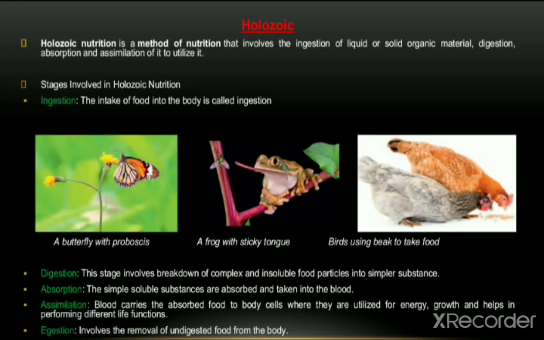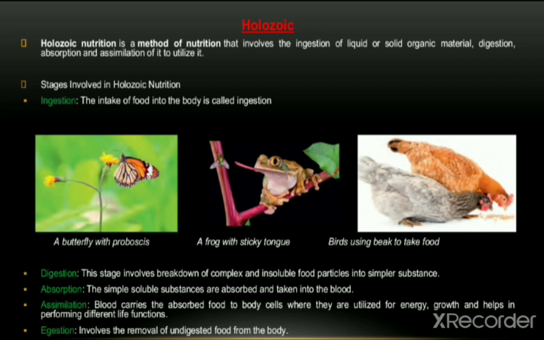Now, the food is in the bloodstream. It is carried to the different cells of the body. Blood carries the absorbed food to the body cells where it is utilized for energy, growth, and helps in performing different life functions, and this is known as assimilation.